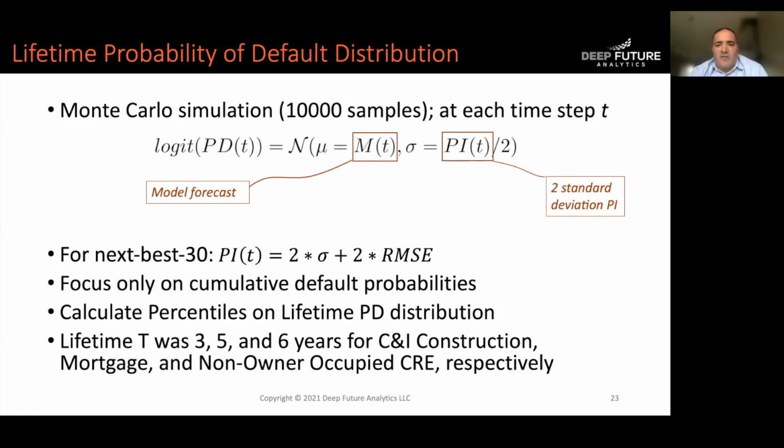And again, we don't have balances, so that calculation is only going to be done for cumulative probability of default. And once we convert all these 10,000 paths into probability space, we want to look at the percentiles for this lifetime PD distribution. The lifetime for these products was relatively short, 3, 5, and 6 years. That was provided also by the client, and that's what we use for the calculations.